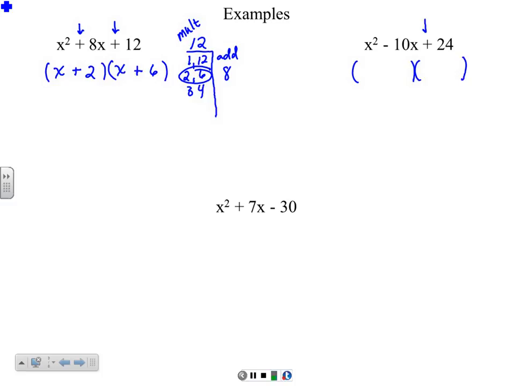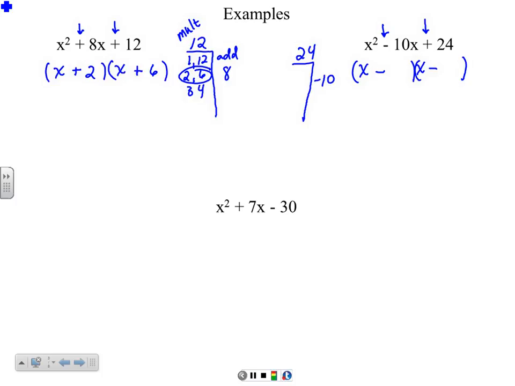And since the second sign is positive, I know the two signs inside my parentheses are going to be the same. And they're going to be both negative. Alright, the next thing we're going to do is take the square root of x squared, which is going to be x and x. And then we're going to see what we can multiply together to get that last number of 24, but add together to get negative 10.